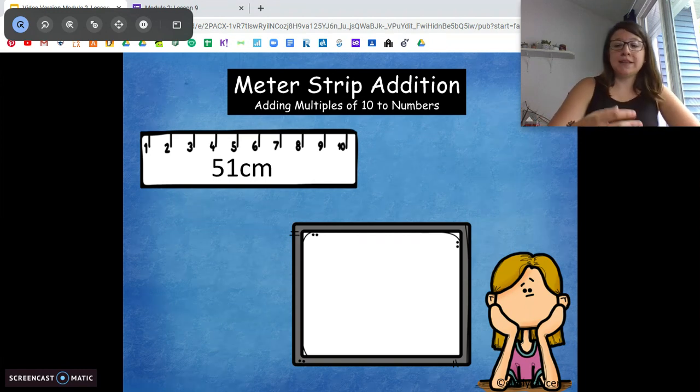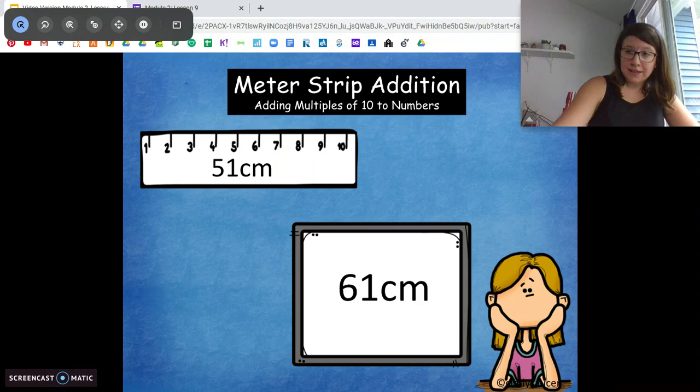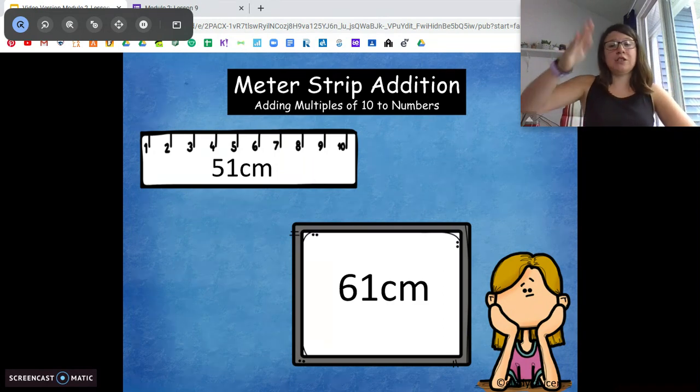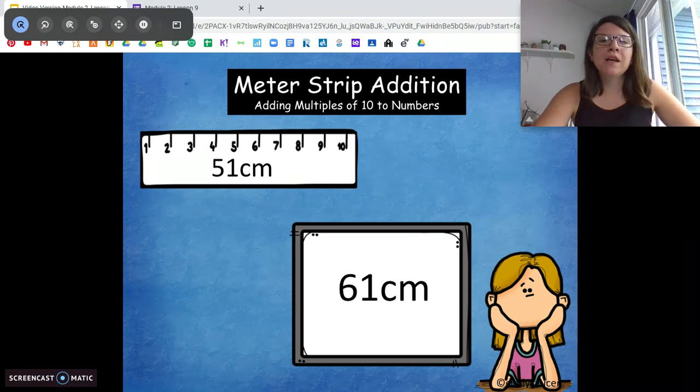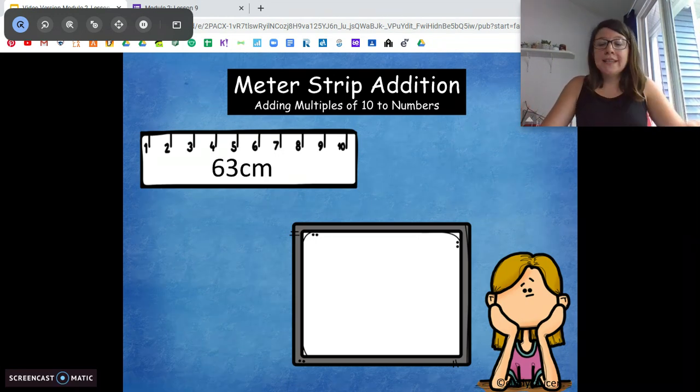51 centimeters plus 10 centimeters is 61 centimeters. The ones place didn't change. Our tens place just went up a group of 10. Good job. All right, try this one. 10 more than 63 centimeters. What would that be?